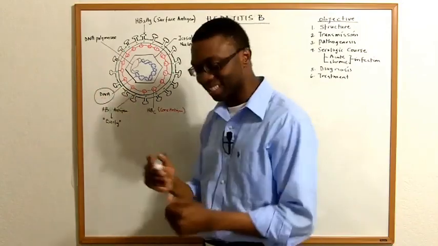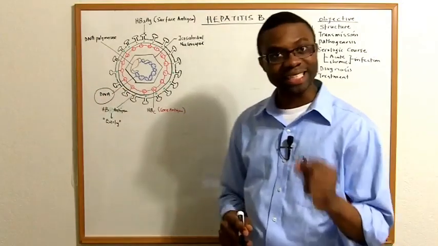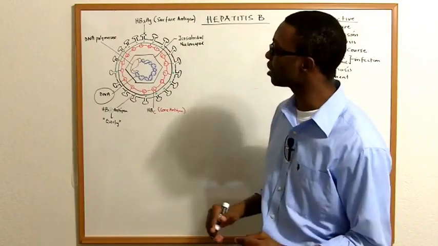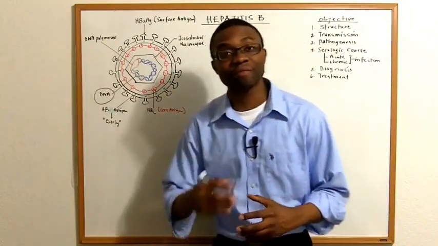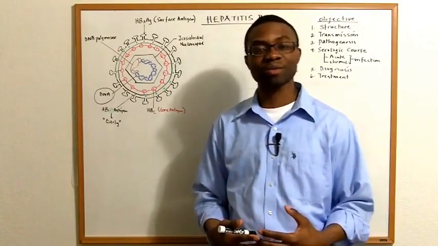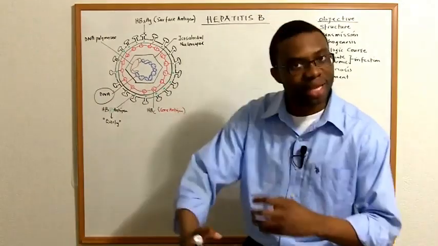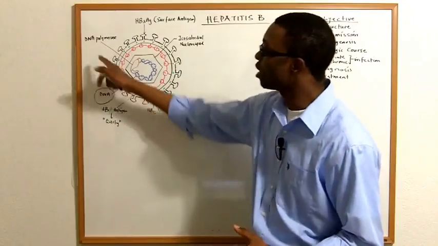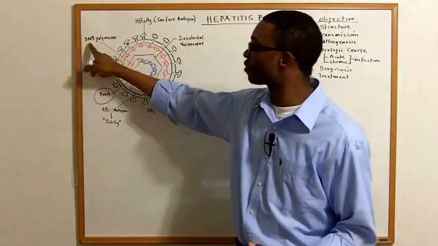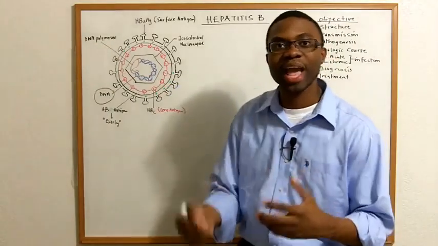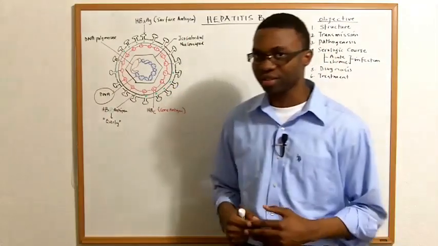So hepatitis B is a DNA virus. But there's also a protein that allows the virus to replicate, right? So that the DNA can be replicated and we can infect cells. So it has a DNA polymerase, from the polymerization reaction, making more copies.